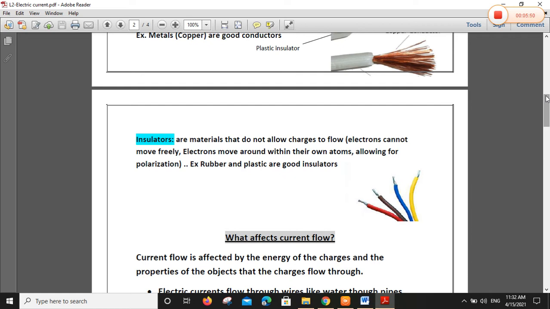Electrons move around within their own atoms, allowing for polarization, not conduction. Because we spoke about polarization as a redistribution of electric charges in static electricity, polarization between non-metals. But when we spoke about conduction, we spoke about metals. So rubber and plastic are good insulators.